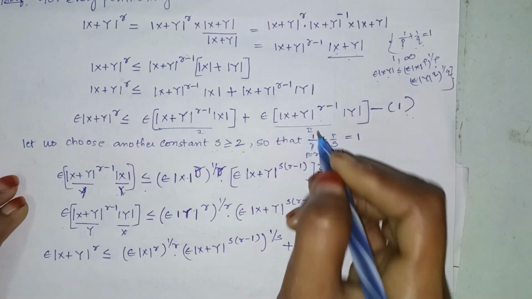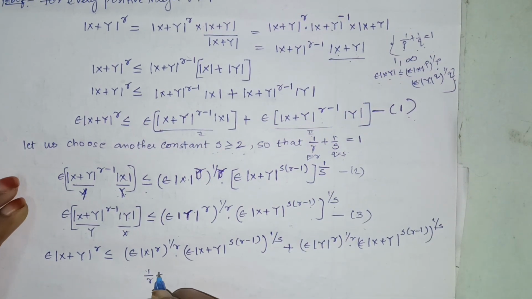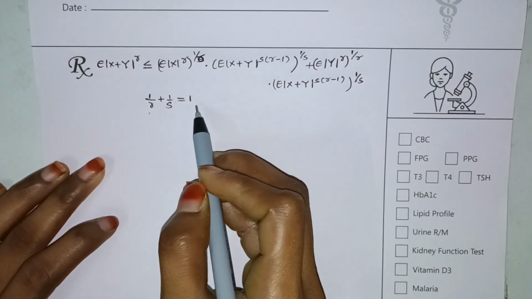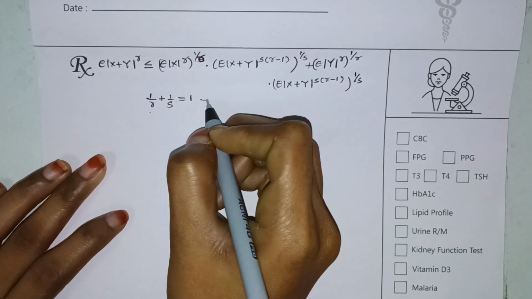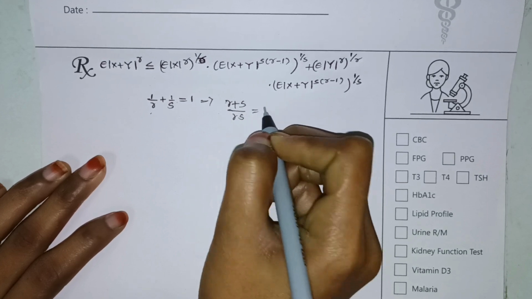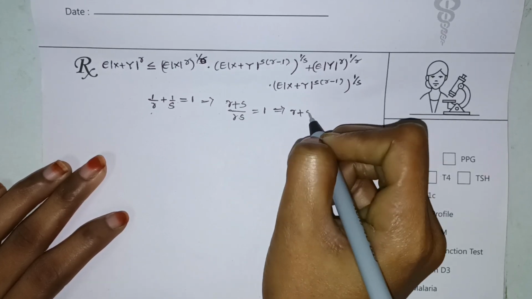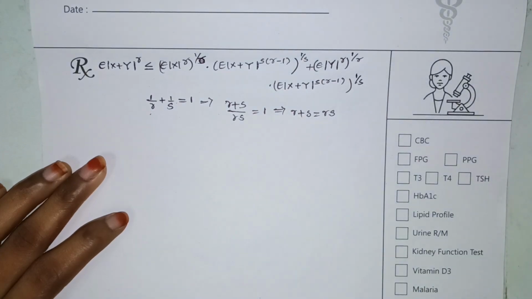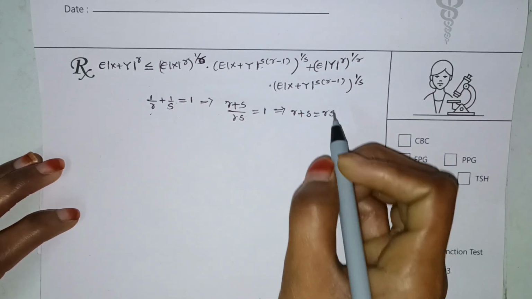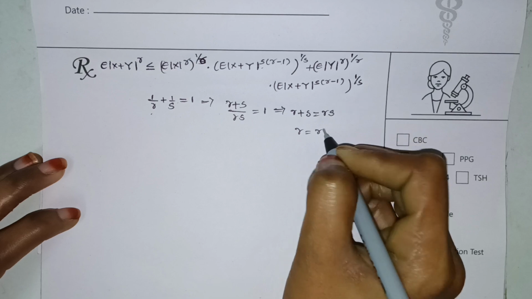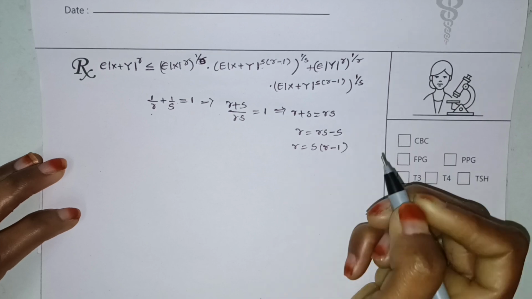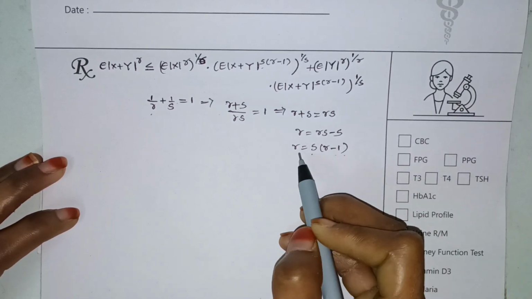And now see here we know that 1 by r plus 1 by s is equal to 1. Therefore take the LCM, r plus s divided by rs is equal to 1. Therefore r plus s is equal to rs. We need to calculate s into r minus 1. So r is equal to rs minus s. So here take common s, therefore r minus 1. In the place of s into r minus 1, we can substitute r.